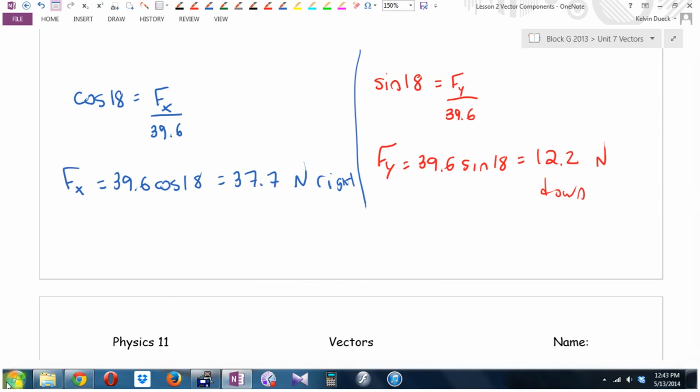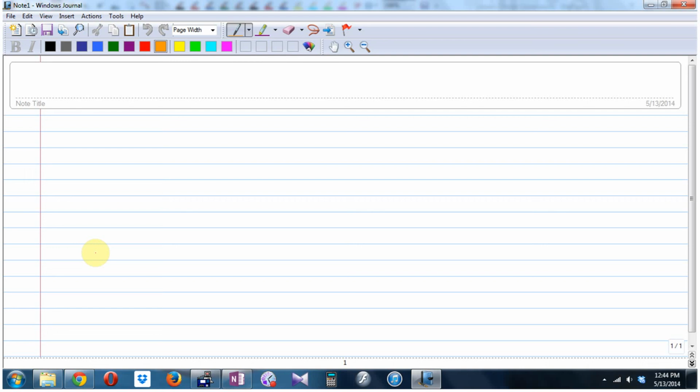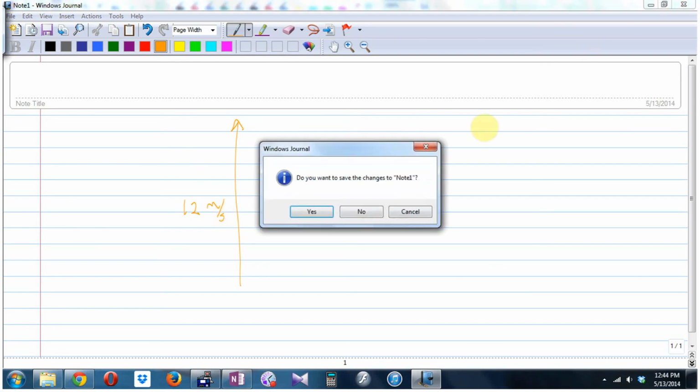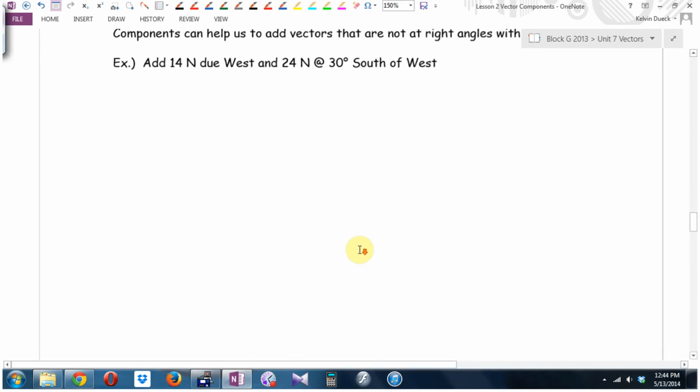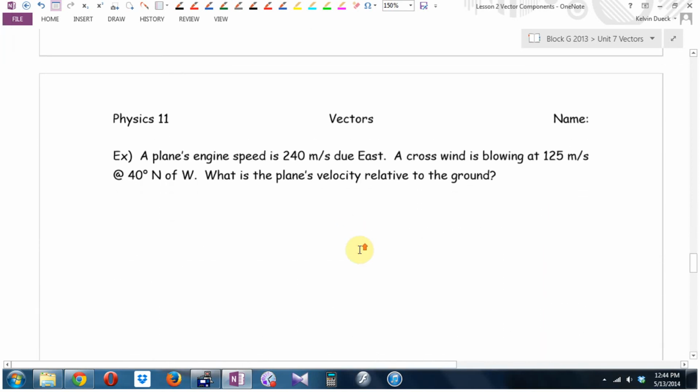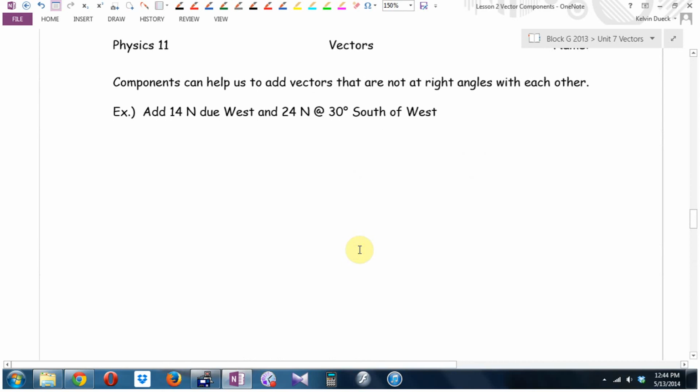By the way, what if I gave you something like this? Straight up. What's the vertical component? 12 meters per second. What's the horizontal component? It's a trick question. 0. Okay, that's perfectly acceptable too. Why are components so handy? Because they can help us add vectors that are not at right angles with each other. Yucky ones.